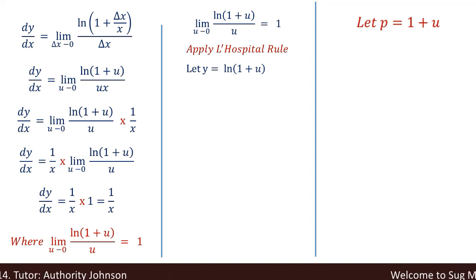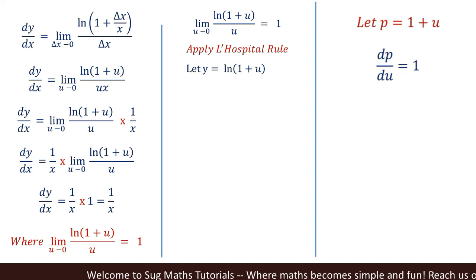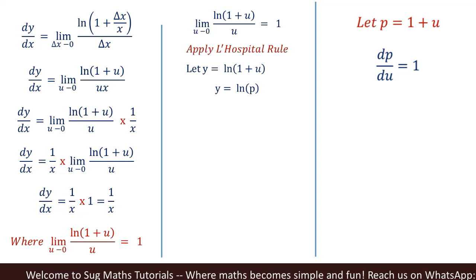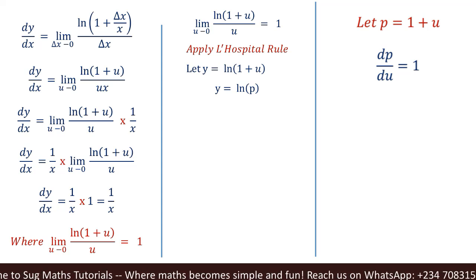Let's differentiate p with respect to u. Differentiating p with respect to u, we are going to have dp over du. When we differentiate 1, it will give us 0. Differentiating u is going to give us 1. So differentiating p with respect to u is going to give us 1. Now let's go back. Where we say y is equal to ln of 1 plus u, and we say that 1 plus u is now p, we have y is equal to ln of p. Now let's differentiate this y with respect to p, because y is now a function of p.